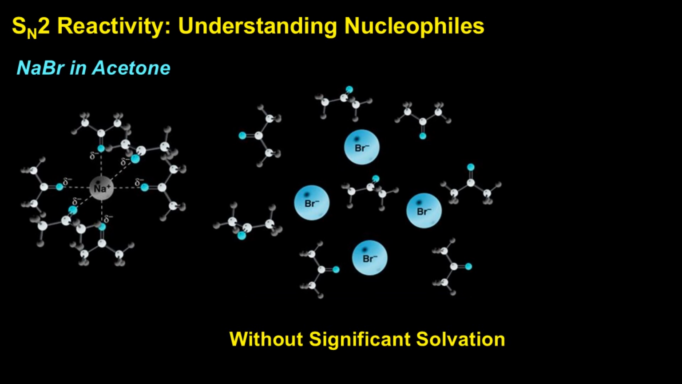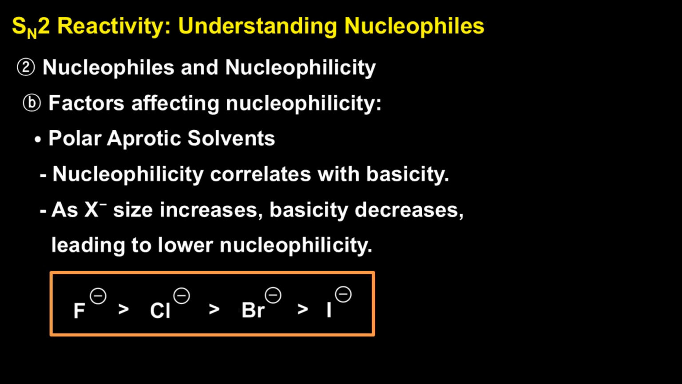In water, the Br- ion is heavily solvated, and that really slows it down. But in acetone, it stays mostly free. Na+ still interacts with the oxygen atoms in acetone, but Br- doesn't get pulled in the same way. That means Br- remains exposed and reactive, making it a strong nucleophile for SN2 reactions in polar aprotic solvents.